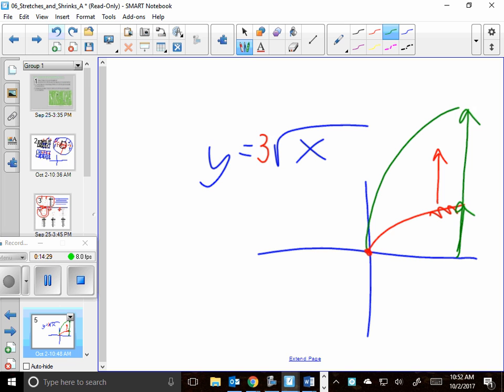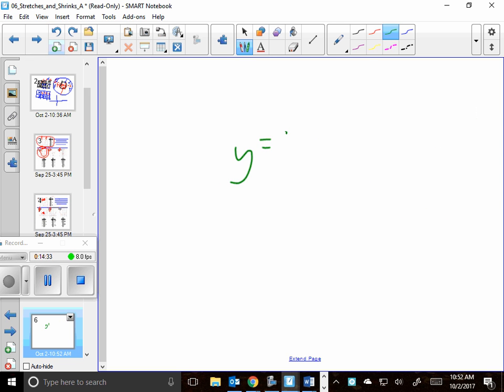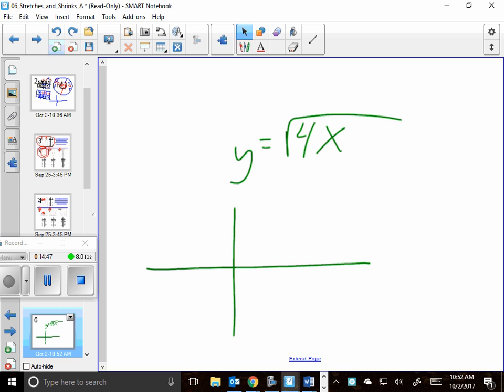All right, how about this? Y equals square root of x, but I'm going to throw a 4 in there. Would you sketch for me what that should look like? This one's weird. There's your square root. Now what? It seems like it should make it 4 times as wide. So it's not that. What is it?